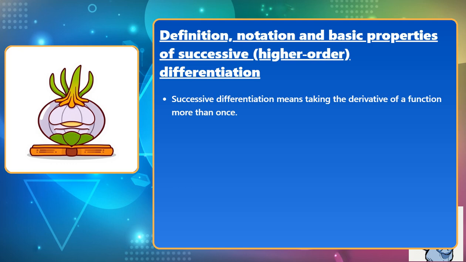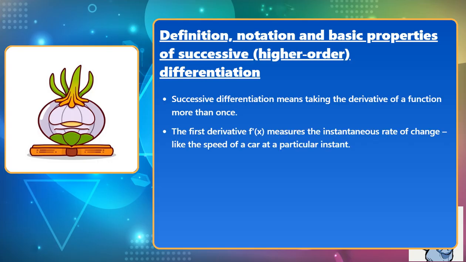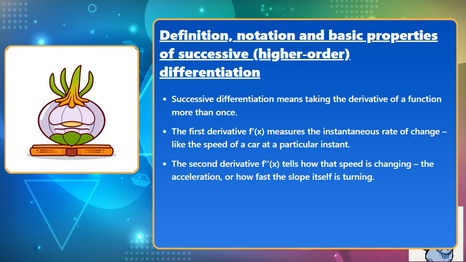Successive differentiation means taking the derivative of a function more than once. The first derivative f prime of x measures the instantaneous rate of change, like the speed of a car, at a particular instant. The second derivative f double prime of x tells how that speed is changing, the acceleration, or how fast the slope itself is turning.